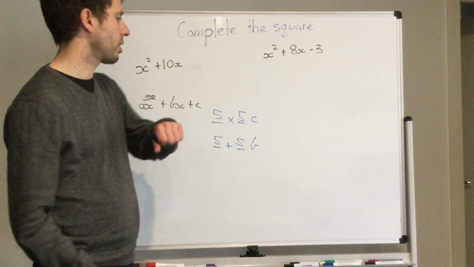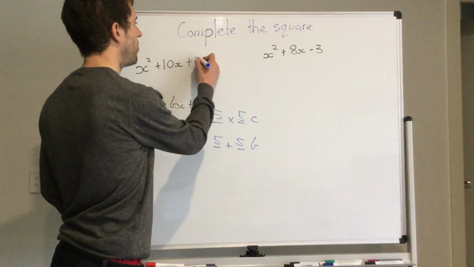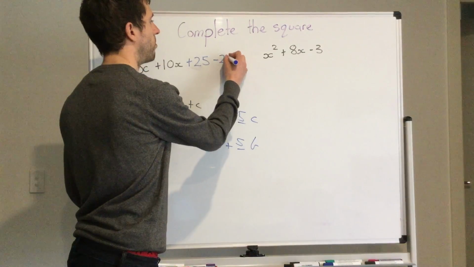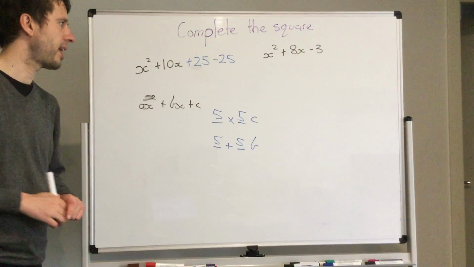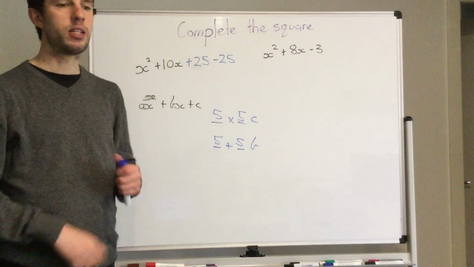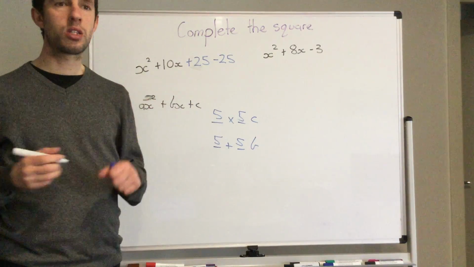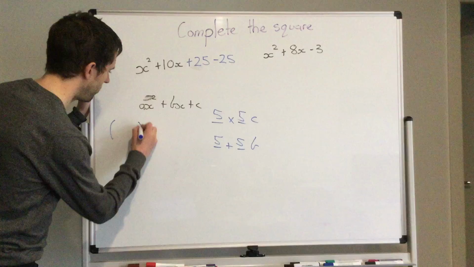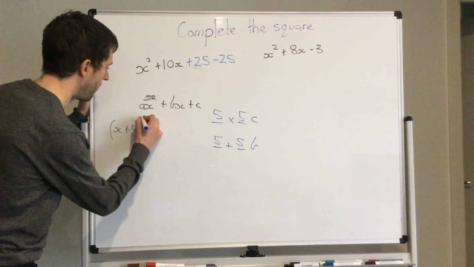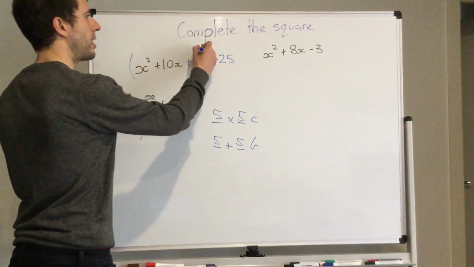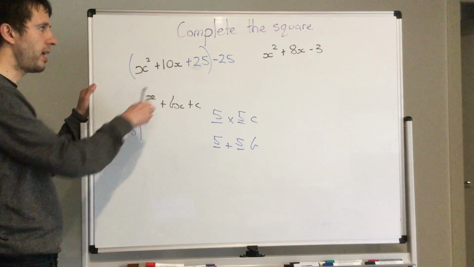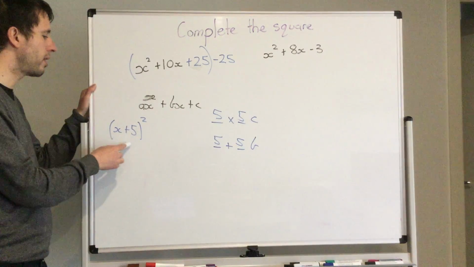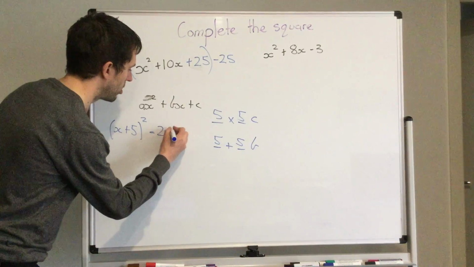Now we can't change it. If we add something, we've changed the equation. So we need to also take it away as well. So it becomes x squared plus 10x plus 25 minus 25. So now I can complete the square and factorize it. That just means that here I've got x plus 5 squared, which is this part here. Because remember, we got two 5s, it's like x plus 5, x plus 5, so that's x plus 5 squared, and I've got minus 25.